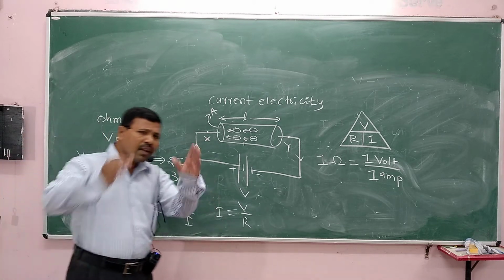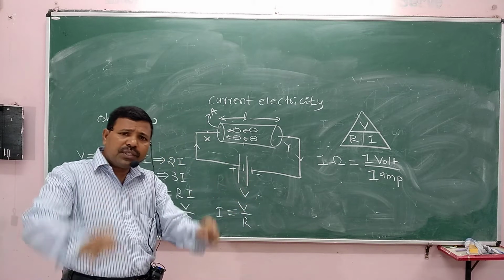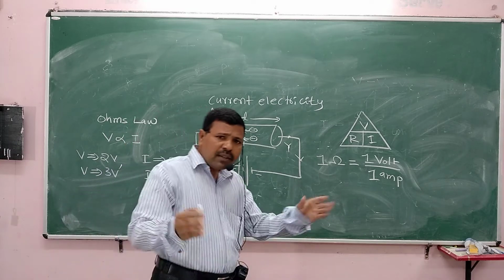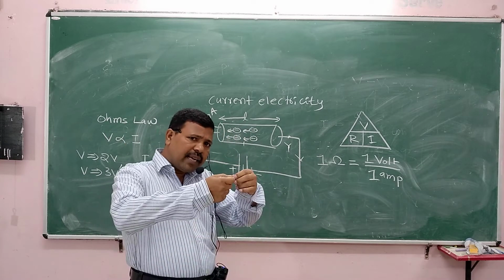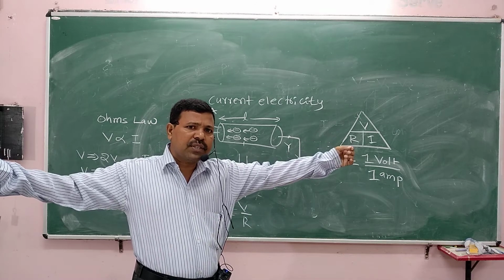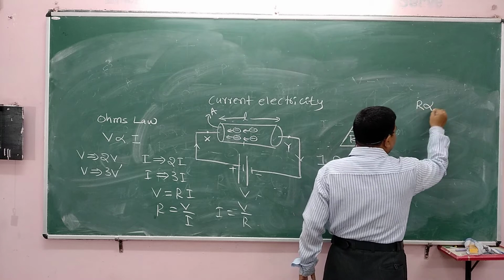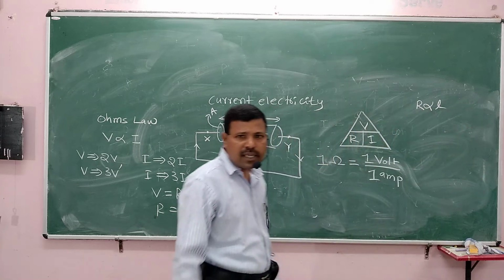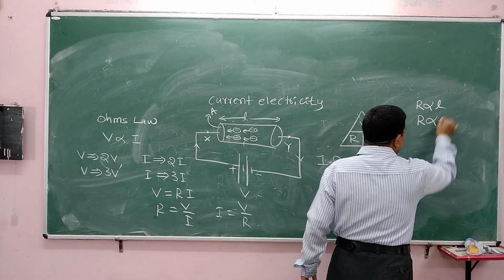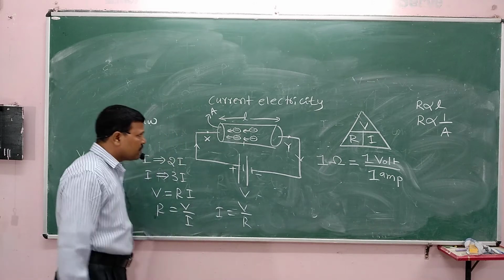Fine. Then let us discuss the factors on which the resistance of a conductor depends. As we learned in 10th class, as the length of the conductor increases, its resistance increases. So, resistance is directly proportional to the length of the conductor. Resistance is inversely proportional to the cross-sectional area of the conductor.